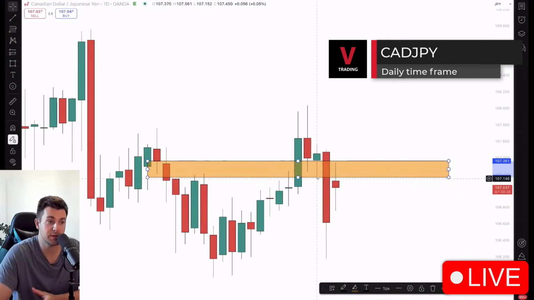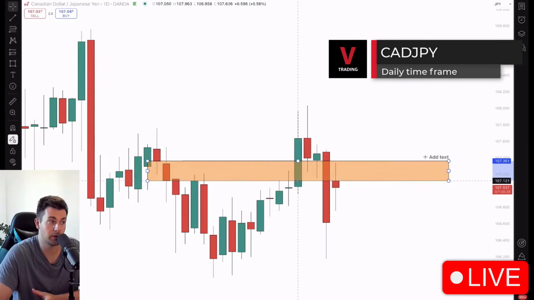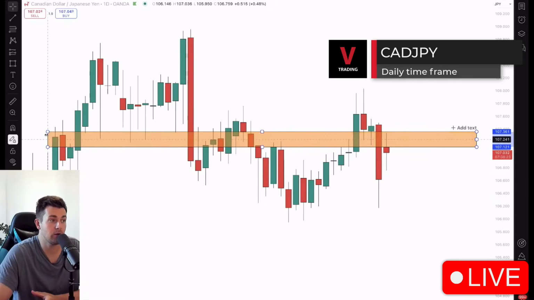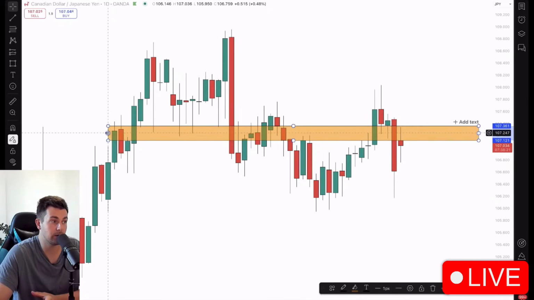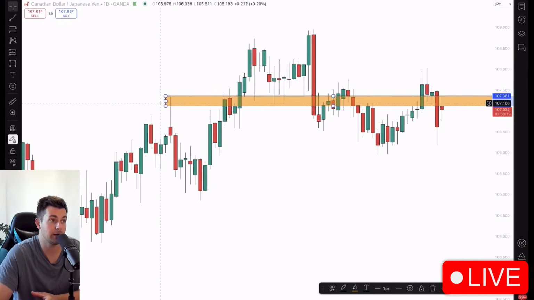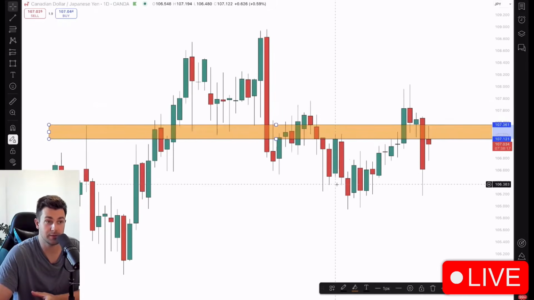We have a very significant liquidity zone right here, and this zone is truly critical for the pair. And analyzing the historic price action, we can see that many times in the past it was a strong support, it was a strong resistance, market demand concentrated within that zone, market supply concentrated within that zone.